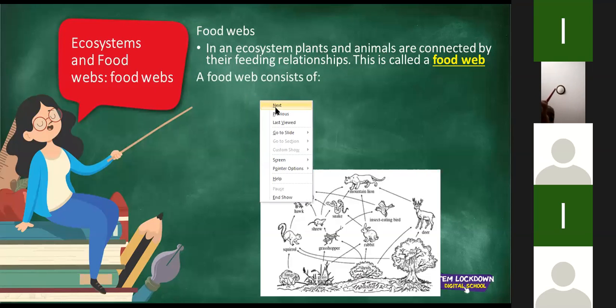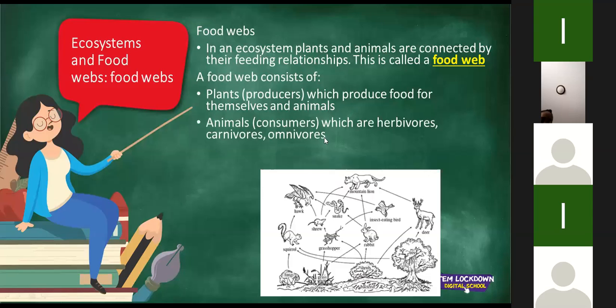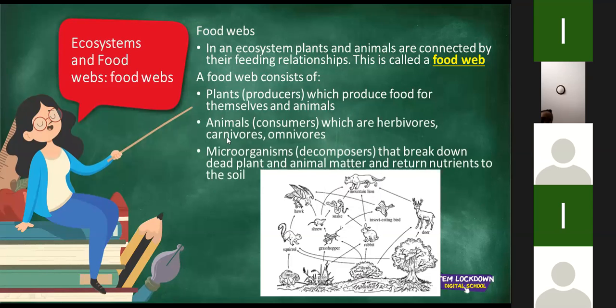A food web consists of plants. These are producers which produce food for themselves and animals. I will ask you later on to give me an example of what a food web consists of. It also consists of animals which are consumers. These could be herbivores, carnivores, or omnivores. And lastly, it also consists of microorganisms that break down dead plants and animal matter and return nutrients to the soil.